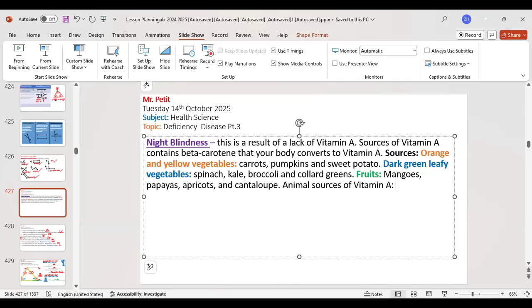Would be what? Chicken? What part of the chicken? Thigh. The chicken thigh. No, not the thigh. Liver and egg yolk. The liver. Very good. Anyone ever had liver before? Chicken liver?